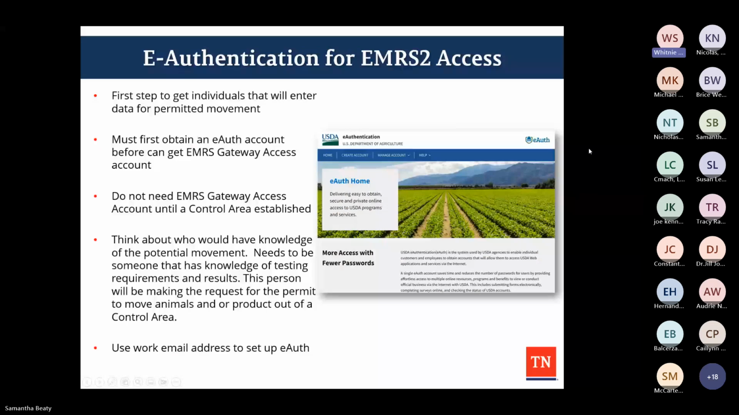So the first step that we would want individuals to take would be to get e-auth or e-authentication access. That's how you get access to the EMRS database. And so I think it would be really important to pre-identify ahead of time at least one, probably ideally two people, for the company, or maybe for specific premises, or a group or region of premises, to be that point of contact. That's the person that you would want to get e-auth access, and they would be the person putting in all of these permit requests.